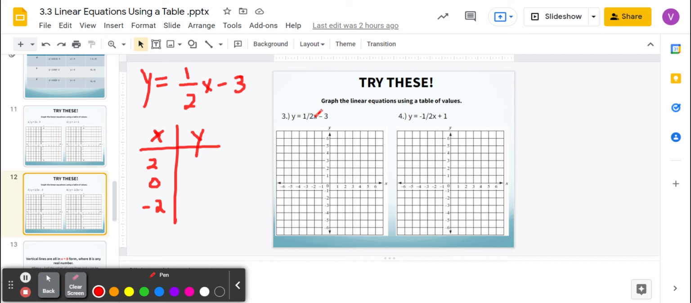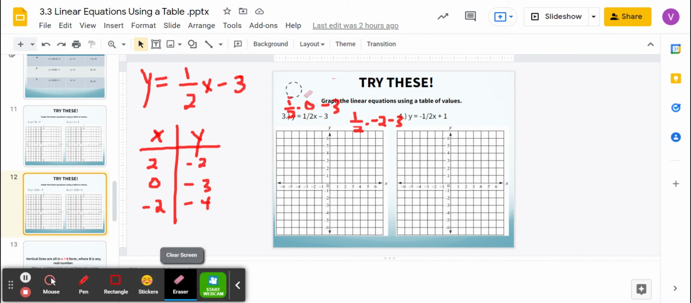What's 1/2 times x minus 3? So if x is 2, what's 1/2 of 2? Okay, so 1/2 times 2 minus 3. Half of 2 is 1. 1 minus 3 is -2. All right, 1/2. Now we're going to use 0 for x minus 3. 1/2 times 0 is 0. 0 minus 3 is -3. And then I'm going to take 1/2 times -2 minus 3. 1/2 of -2 is -1. -1 minus 3 is -4.